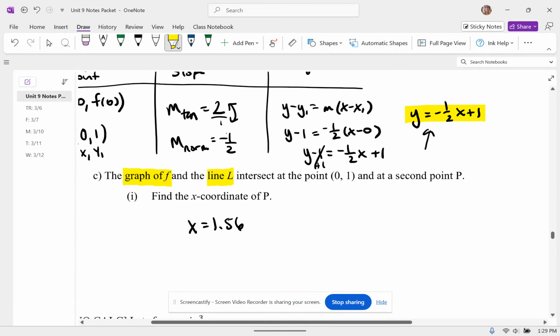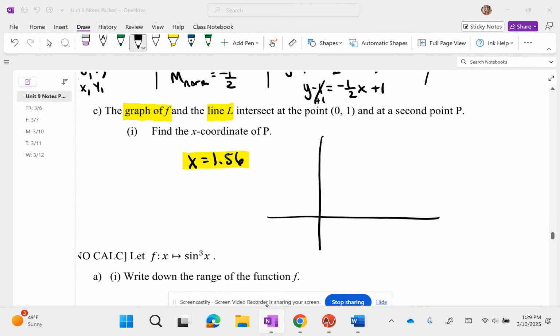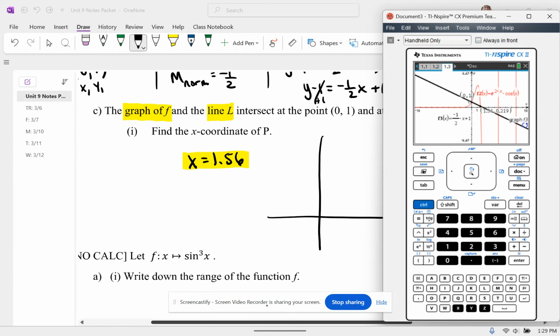And we have to draw the graph. Just a little sketch is good. It doesn't have to be perfect.